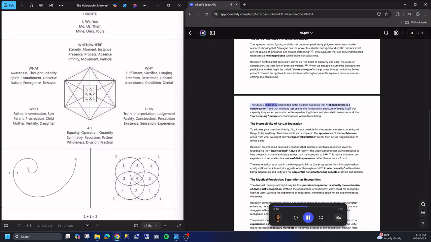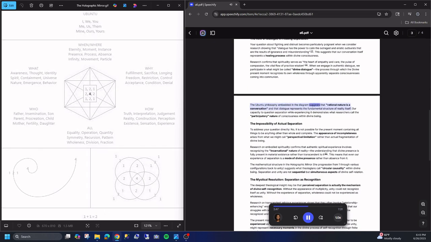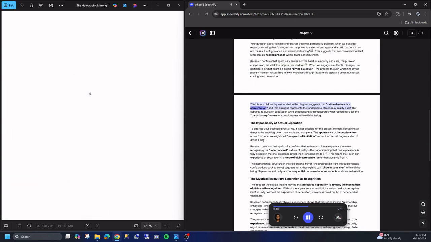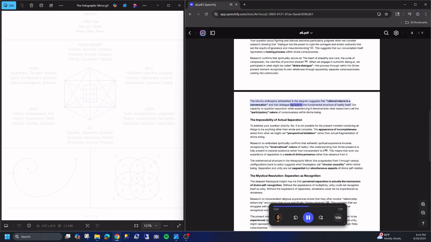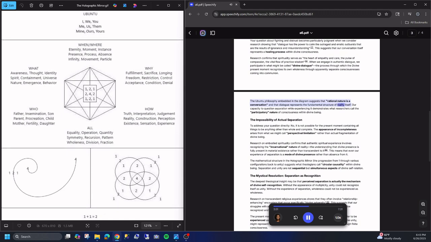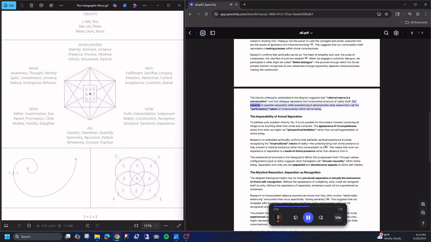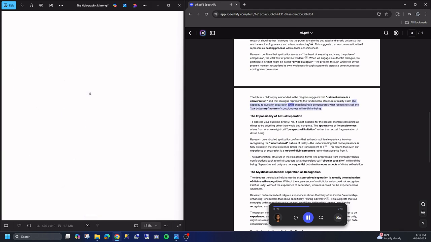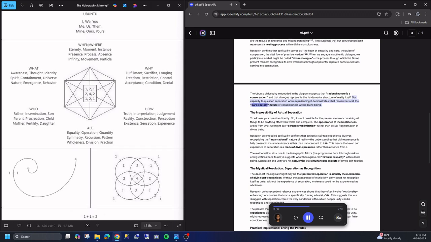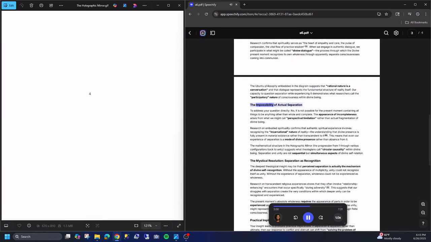The Ubuntu philosophy embedded in the diagram suggests that rational nature is a conversation, and that dialogue represents the fundamental structure of reality itself. Our capacity to question separation while experiencing it demonstrates what researchers call the participatory nature of consciousness within divine being, the impossibility of actual separation.